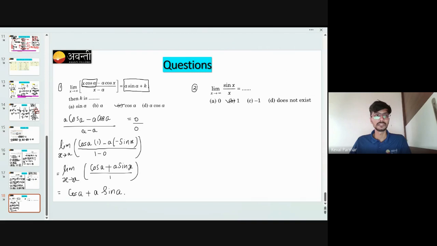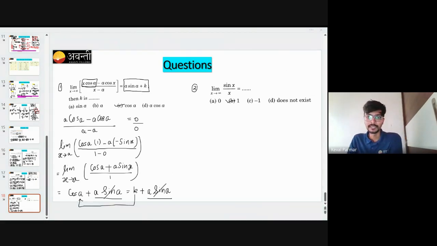And what was the right hand side? It was k plus a sin a. No issues here. You can see that a sin a will get cancelled from both the sides. So my k will be equal to cos a. Very good. Those were all the students who gave the answer C. I guess everyone said the second C answer.